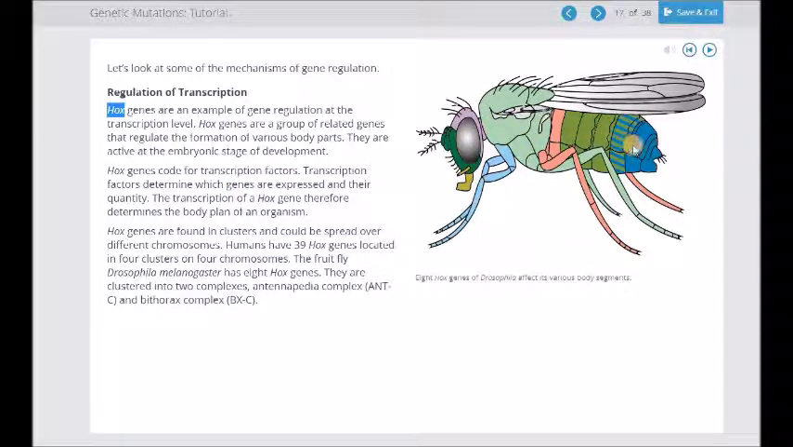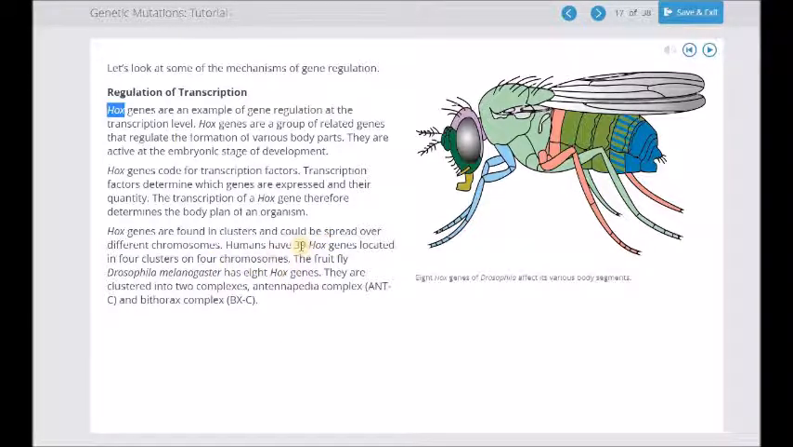Notice the color coding on this bug, okay? Let's just say the front legs, for example, the blue. The Hox genes, they code for very important factors, okay? And they determine which genes are expressed and how much, okay? The transcription of Hox genes therefore determines the body plan of an organism. It's kind of crazy. Hox genes are found in clusters and can be spread over all kinds of different chromosomes.